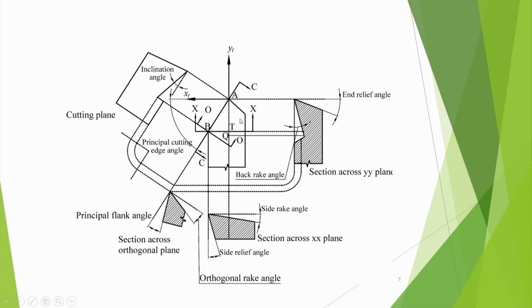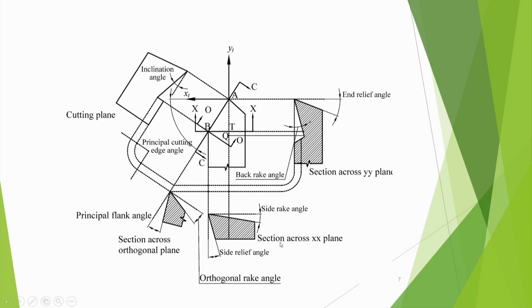Suppose there is some tool, I am showing the top view. If I take a section YY, here I am getting end relief, and I am seeing the back rake angle in ASA system. In ASA system, if I take a section XX here, then I am seeing the side rake angle here, and the side relief angle here. So ASA system is complete with these three views. One view is this, other view is this, third view is this.